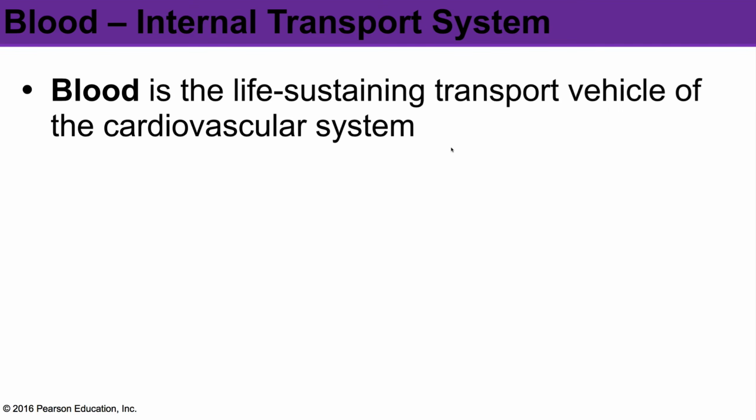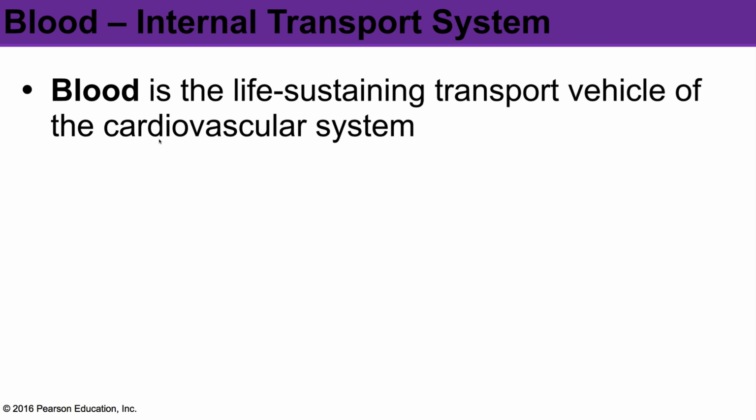So blood is the life-sustaining transport vehicle of the cardiovascular system. And what they mean by this is that when you look inside of our body, we have multiple organs. We have heart, we have liver, we have our stomach, our intestines, our skin. All these things and everything else need chemicals, nutrients, and oxygen to be delivered to them, and other substances need to be removed away from those tissues. So how does that happen? Well, it happens by a series of things, and it's all part of this cardiovascular system. And blood is one of the components of this cardiovascular system.